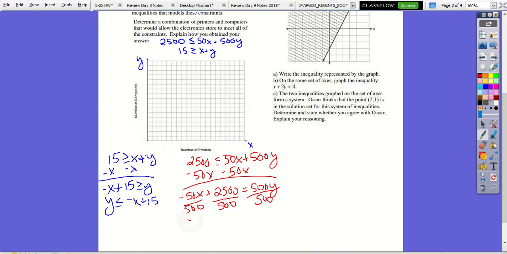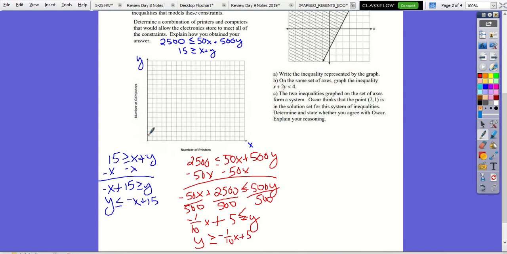So this is negative 1 over 10x plus, and then 2,500 divided by 500 is 5. And this should be greater than or equal to here. And so we're going to want to flip this around, so we get y. It's eating the y value. So negative 1/10 x plus 5. And then we're good to go. So now I know I can graph these.